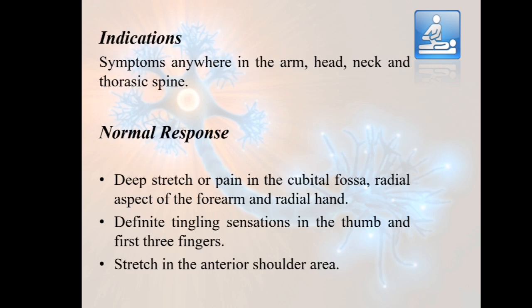Indication: symptoms anywhere in the arm, head, neck and thoracic spine. The normal response is usually a deep stretch or pain in the cubital fossa, a definite tingling sensation in the thumb or first 3 fingers, or a stretch in the anterior shoulder area.